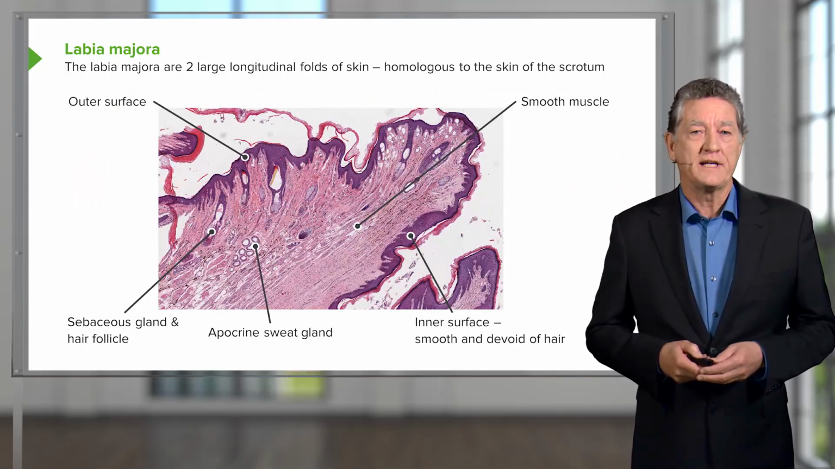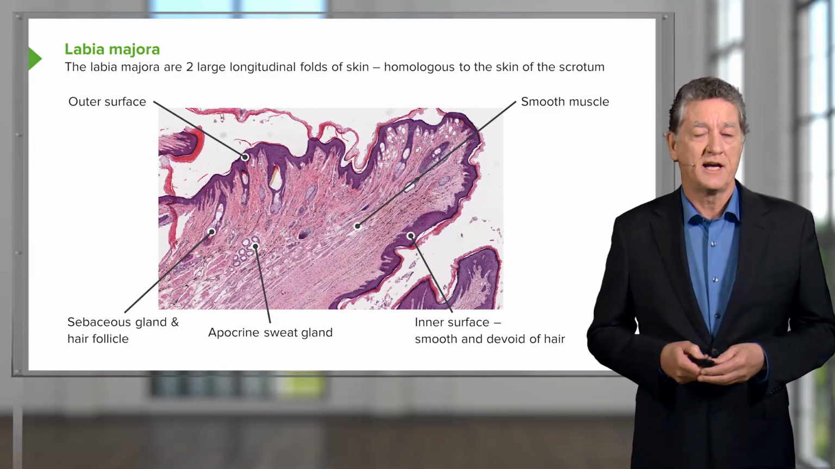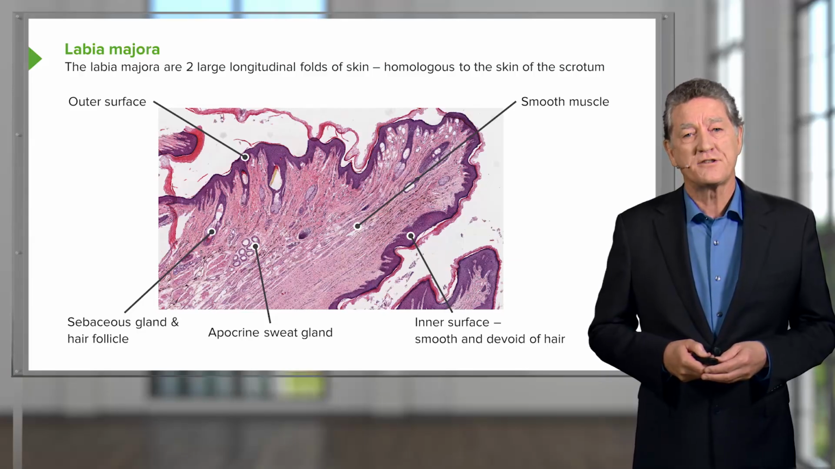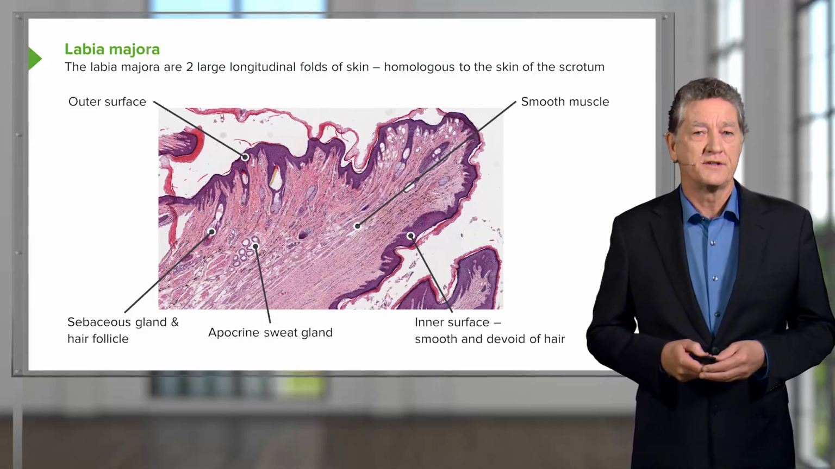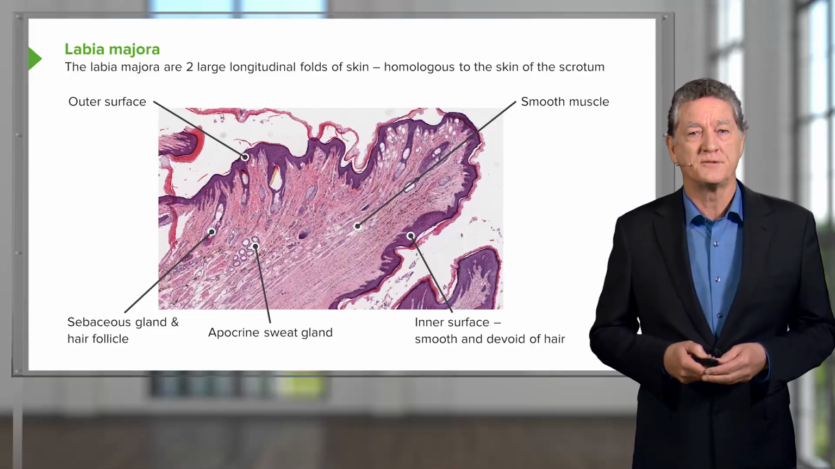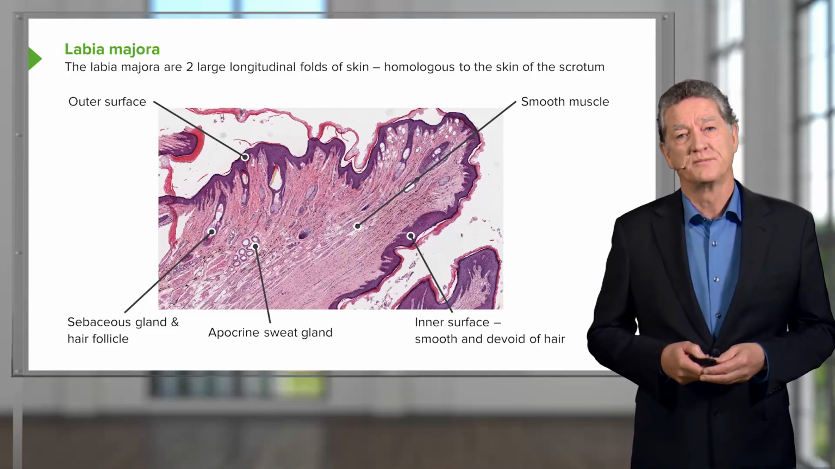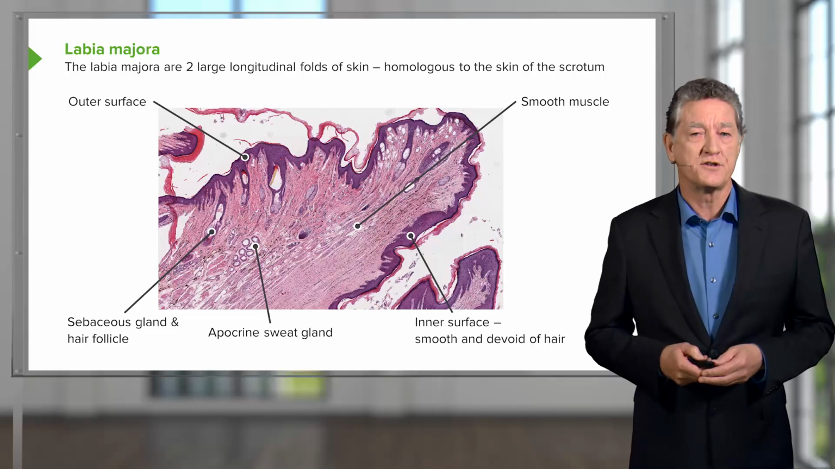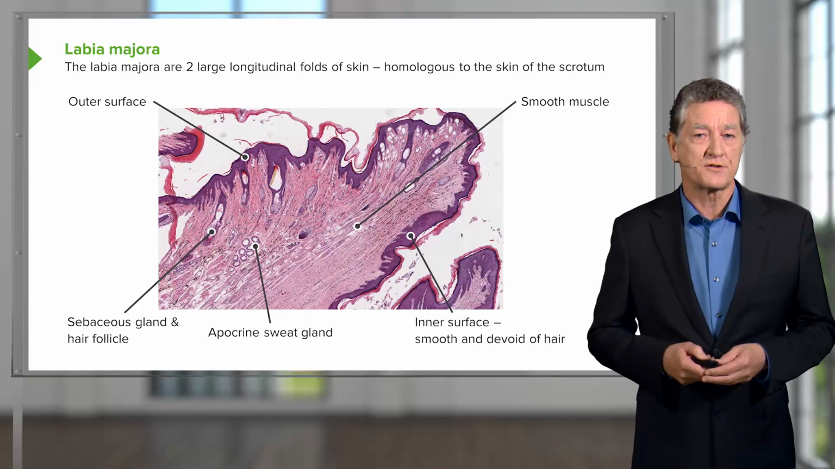I just want to briefly explain the external genitalia and the clitoris. The external genitalia consist of the labia majora. These are two longitudinal folds. They are homologous to the scrotum in the male. They contain smooth muscle that's homologous to the dartos muscle in the scrotum of the male. And they have hair on one surface and are smooth and non-hairy on the other surface.